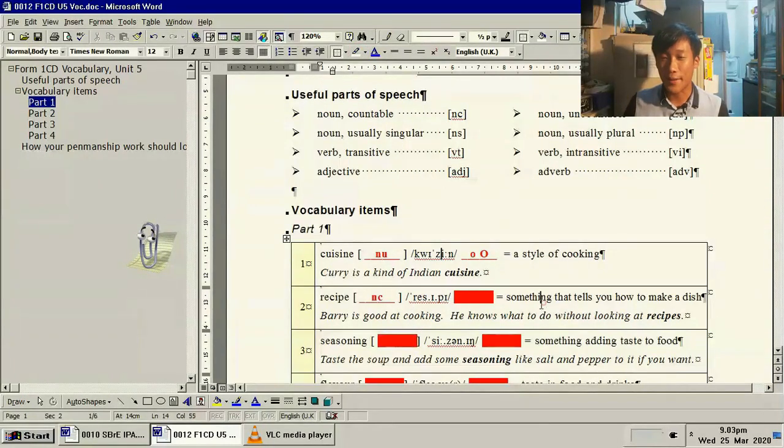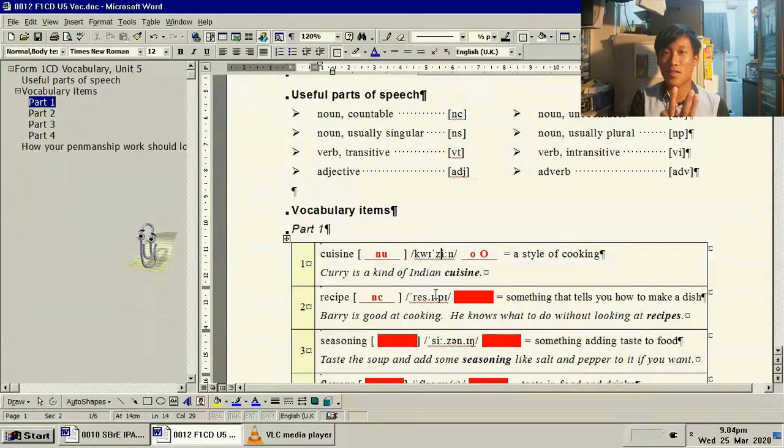Meaning, before the meaning, the stress pattern. So here you see the stress mark. The first part is stressed. Syllable 1, stressed. Syllable 2, unstressed, because there's a full stop. Syllable 3 is also unstressed.